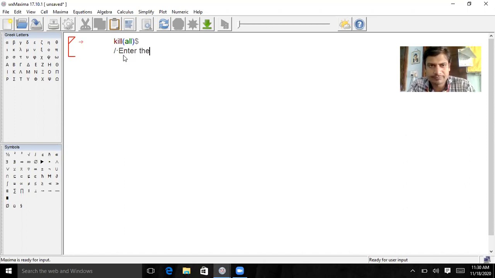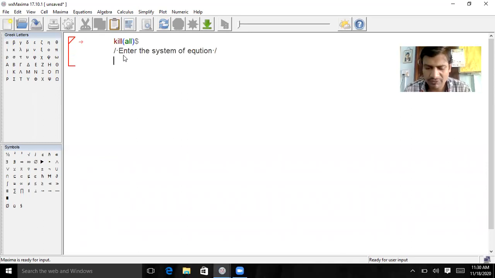Enter the system of equations. After that, take the star, then go to the next line. For the system of equations, we take three equations and three unknowns.